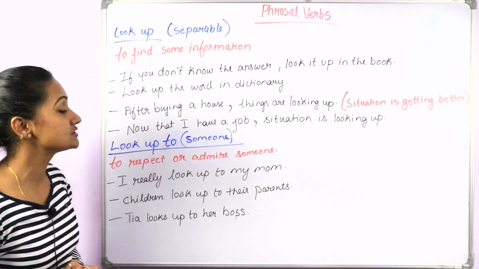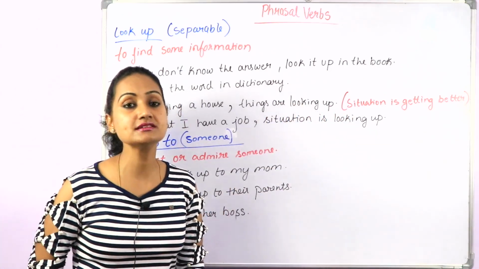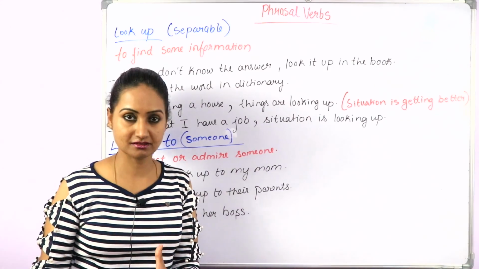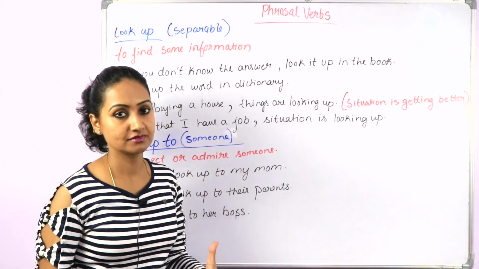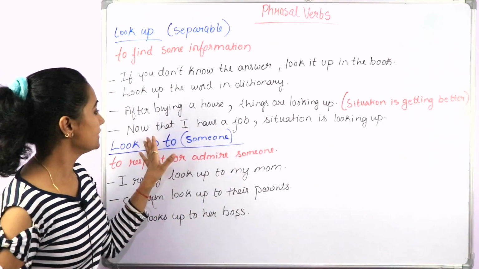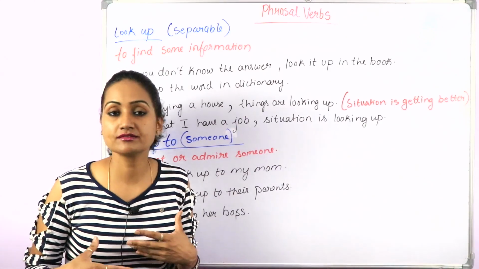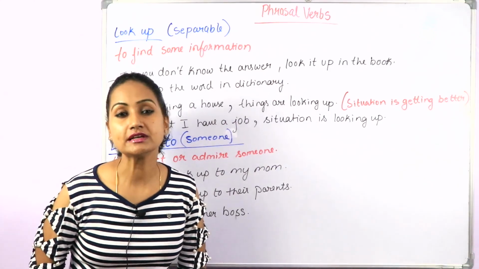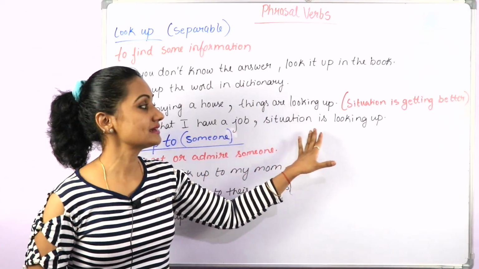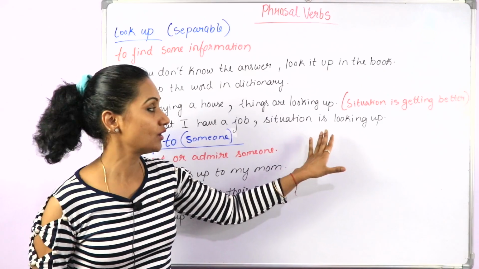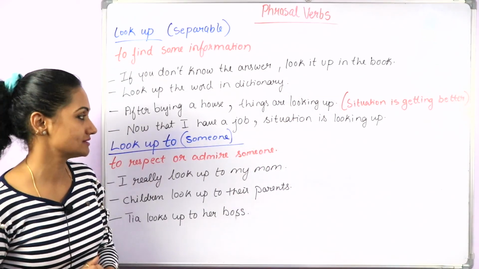After buying a house, things are looking up. So when we use look up for a situation, that means the situation is getting better. So after buying a house, things are looking up. Things are getting better. Now that I have a job, the situation is looking up. Earlier when I did not have a job, the situation was really bad. But now after I got it, the situation has started to look up, or the situation is looking up. So this way you can make a sentence.